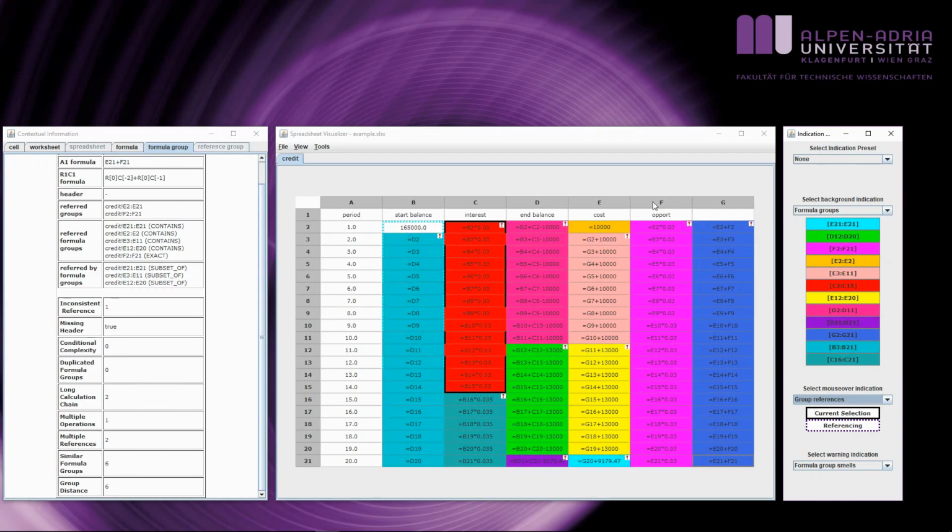The group in column G also suffers from the missing header smell. Indeed, while other columns contain header information, no header is provided for this group. This concludes our demonstration on how Fritz can assist to understand and improve a given spreadsheet.